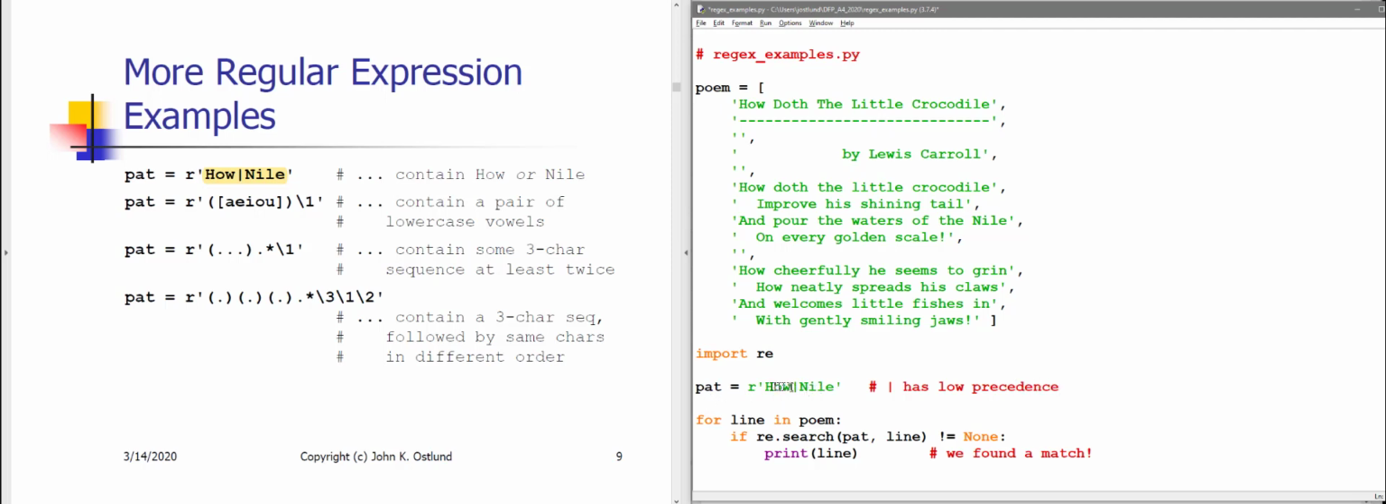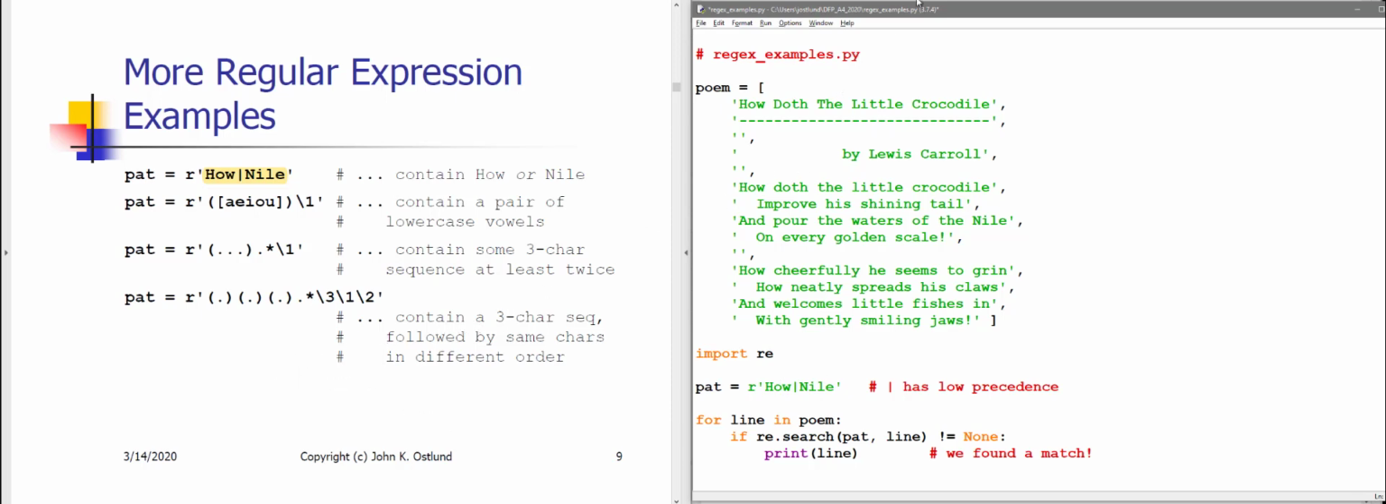What it means is everything to its left or everything to its right. If the vertical bar had high precedence, then by implication we'd be looking for capital H, little o, followed by either a little w or a capital N, followed by ILE. But the vertical bar does not have high precedence. It has low precedence, and consequently what we mean here is that we're looking for how or Nile.